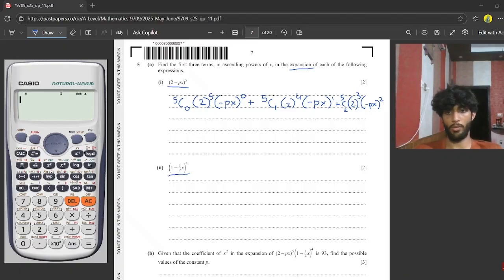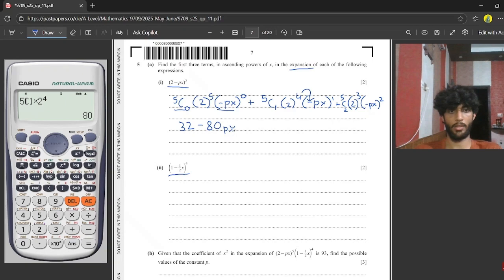So what do we got? What is 5c0? 5c0 is going to be 1. So this thing is 1. This thing is raised to the power 0. That's going to be 1. So we're just going to have 2 raised to the power 5, which is 32. And then we got 5c1 times 2 raised to the power 4, which is 80. So that 80 is going to multiply with this negative sign. It's going to become negative 80px. And then we got 5c2 times 2 raised to the power 3, which is going to be 80. And then this thing squared is going to be positive p squared x squared. So we're going to have positive 80 p squared x squared. Okay, let me just check if this is correct. 5c2. Okay, perfect.